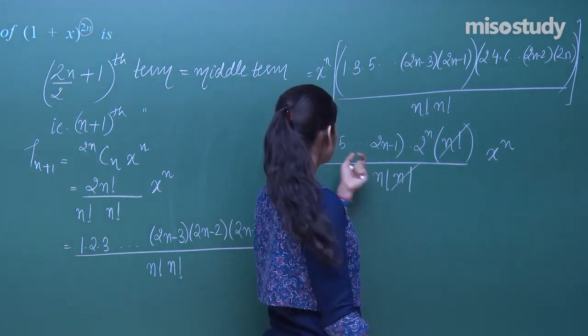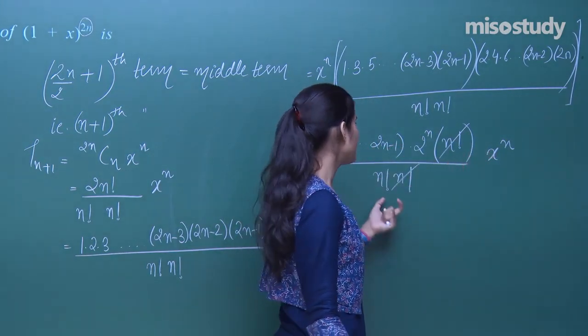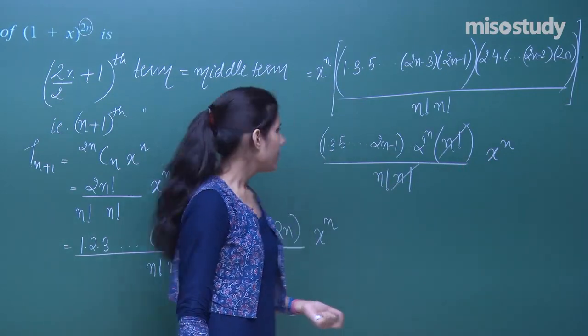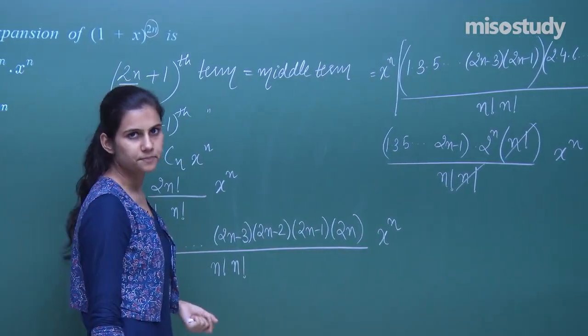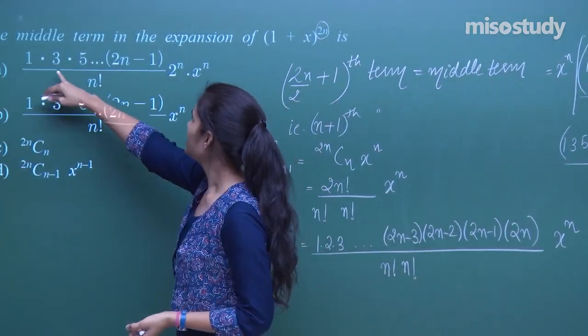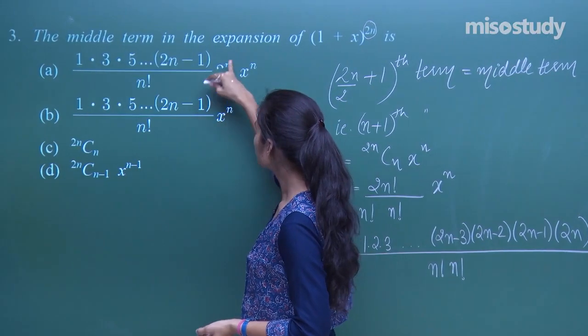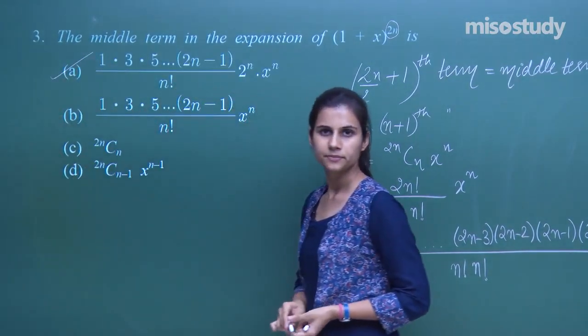So your answer comes out to be 1 into 3 into 5 up till 2n minus 1 into 2 to the power n into x to the power n upon n factorial. That is the n plus 1th term, or the middle term. Okay, so what is your answer? This is your answer: 1 into 3 into 5 up till 2n minus 1 into 2 to the power n, whole upon n factorial, times x to the power n.